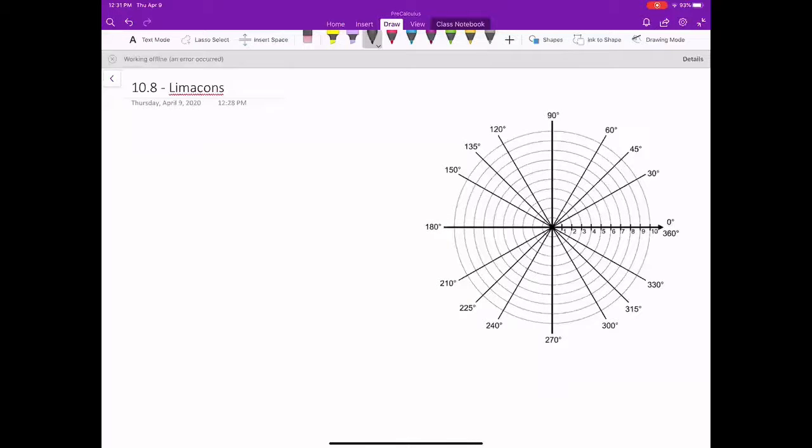Okay, I hope I'm starting over, because I want to start over. This is my video for you for Limaçon. So actually it's Limaçon, it's Français. There should be a little accent underneath there. You probably can't really see that, but it should be Limaçon with a little accent.